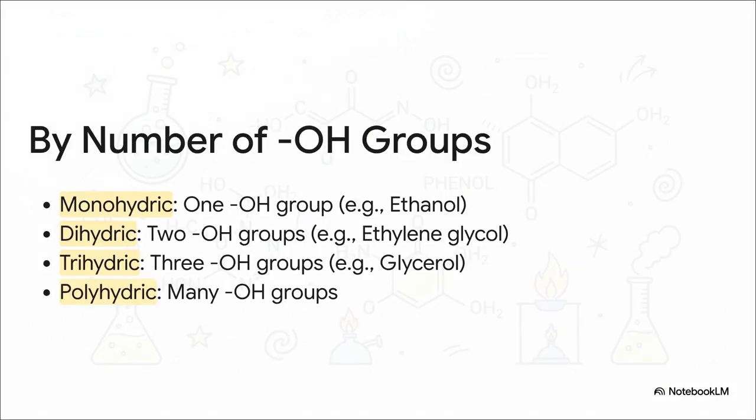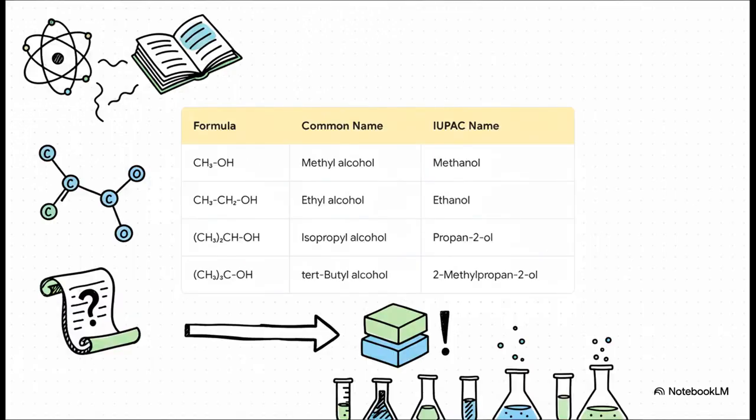Now, one of the simplest ways we classify them is just by counting the OH groups. Got one? It's monohydric. Got two? Dihydric. Three? Trihydric. You get the idea. It's simple, but it's fundamental. Naming. This is where a lot of people get tripped up, right? You've got the common names and the official IUPAC names. So something like tert-butyl alcohol becomes 2-methylpropan-2-ol. You really need to be comfortable switching between both of these systems for your exams.